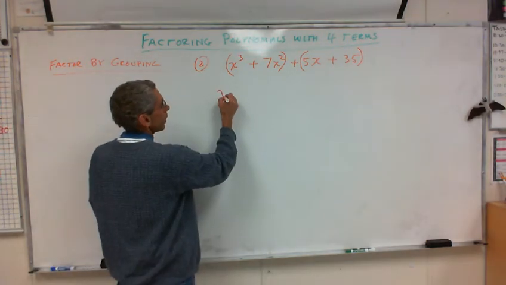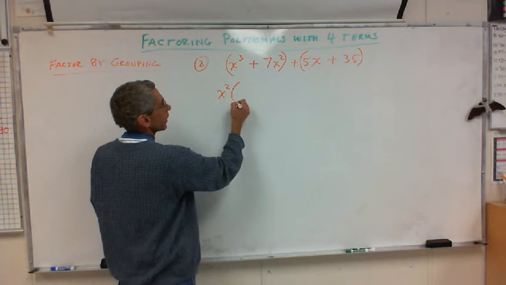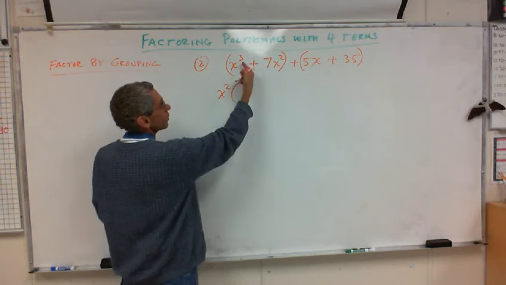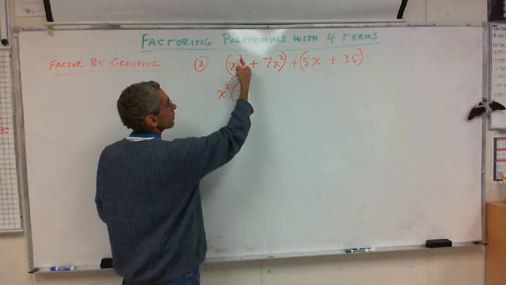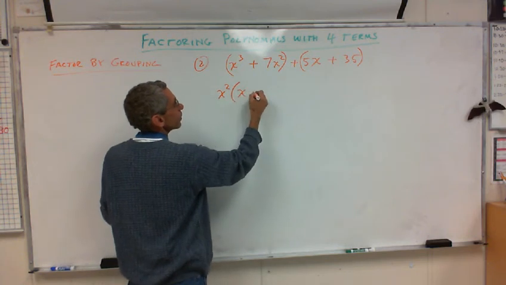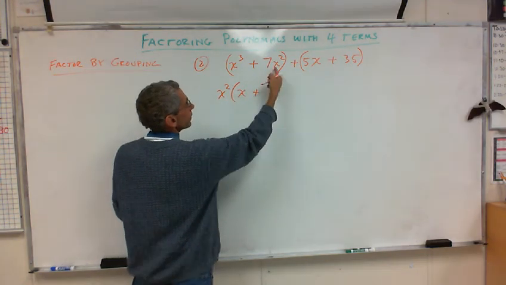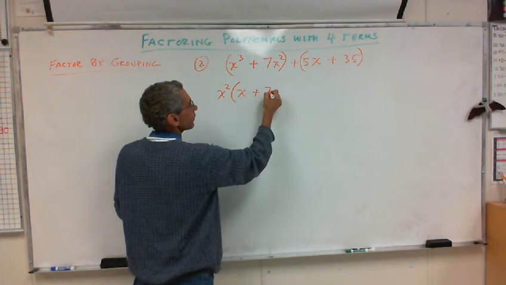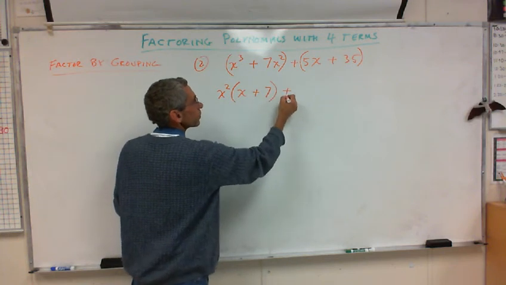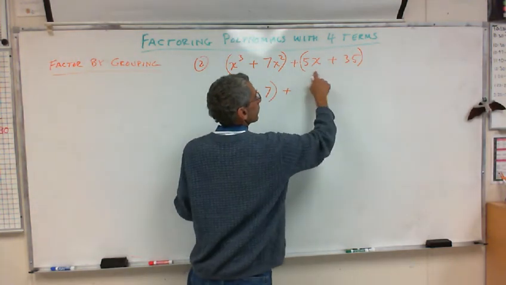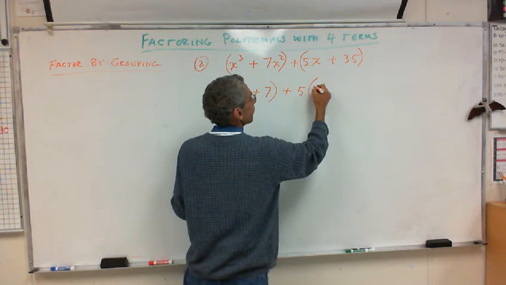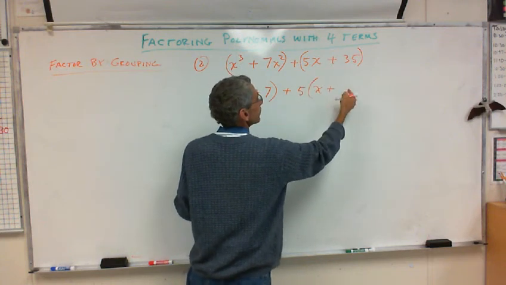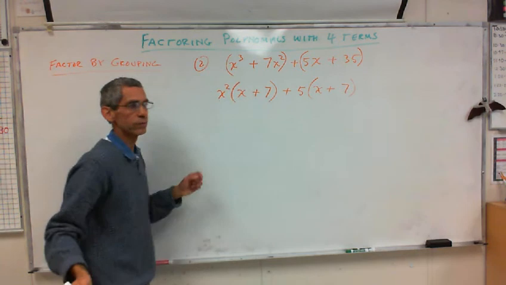So x squared is the only thing I can take out of that one. So x squared times what is x cubed? It's just times x. 3 minus 2 is x to the 1. Plus, and then take the x squareds out, all I have left is 7. Plus, what can I take out of both of these? 5. Parenthesis, I have x plus 5 times 7 is 35.